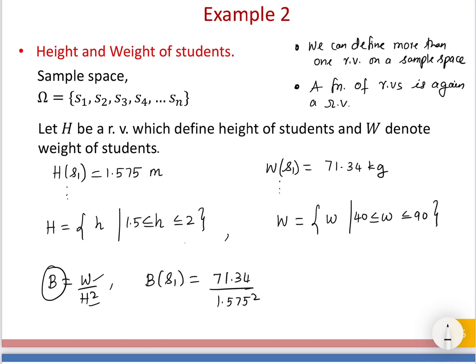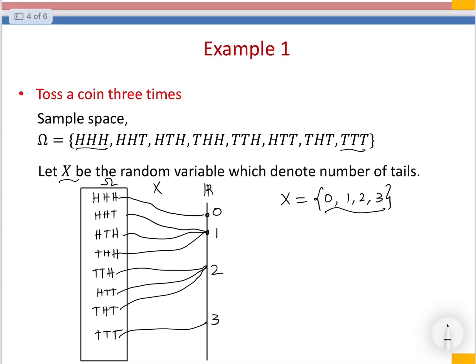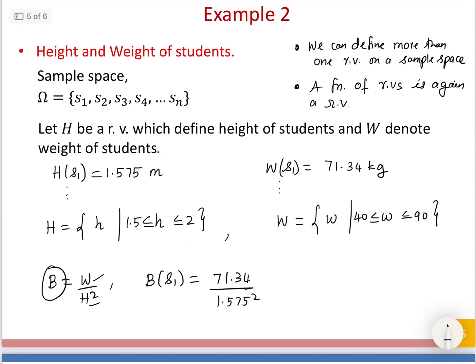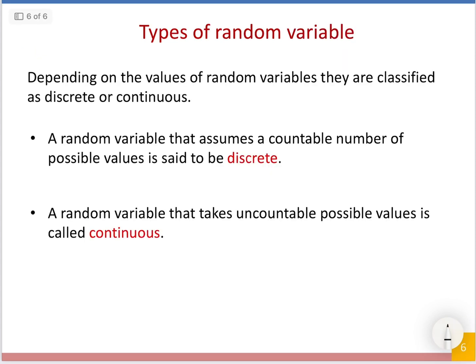Thus, we can say that we have two types of random variable. One is a random variable which has a countable number of elements. The other one is a random variable which has an uncountable number of elements. We call these discrete and continuous, respectively. A random variable that assumes a countable number of possible values is said to be discrete, and continuous if the random variable takes uncountably many possible values. That's it. Thank you.